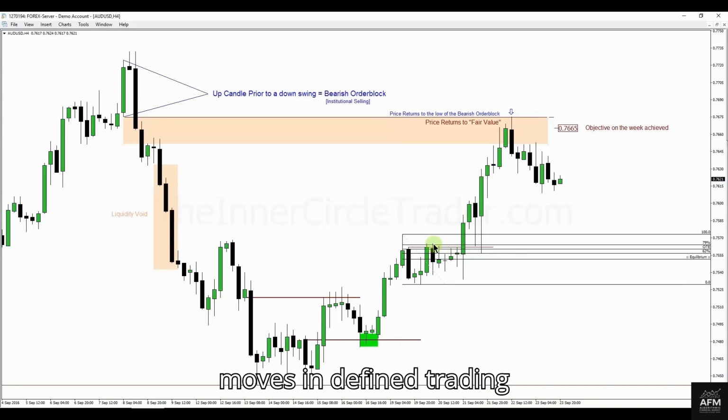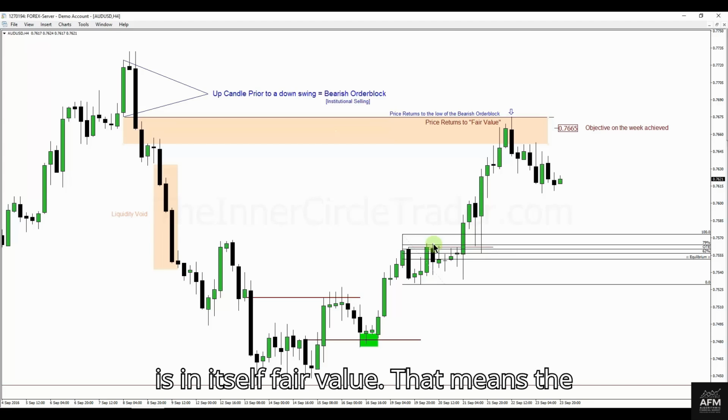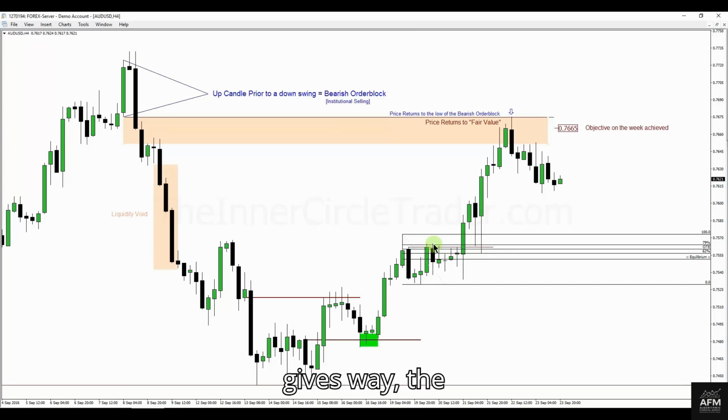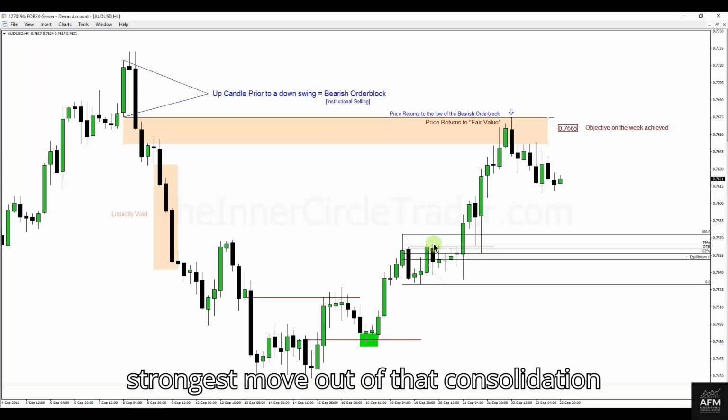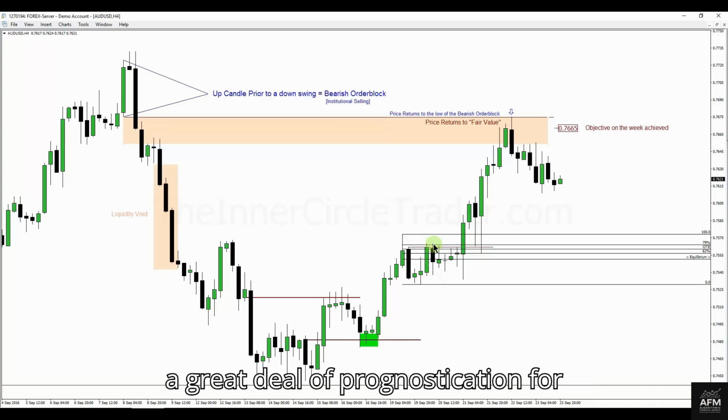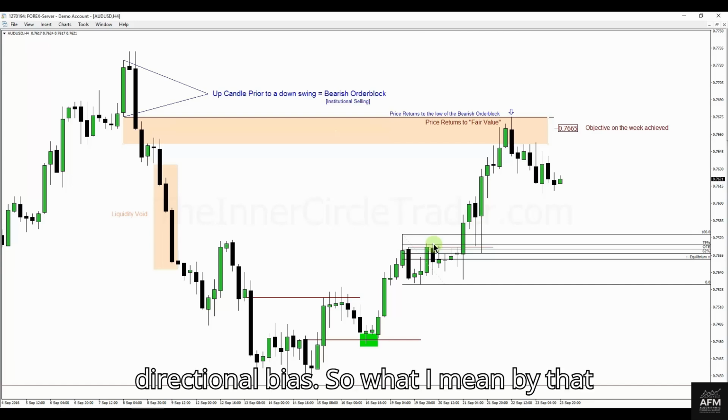When price moves in defined trading ranges, there's going to be equilibrium. Equilibrium is in itself fair value. That means the market makers are holding it in a consolidation. When that consolidation gives way, the strongest move out of that consolidation on a hard time frame chart will give you a great deal of prognostication for directional bias.